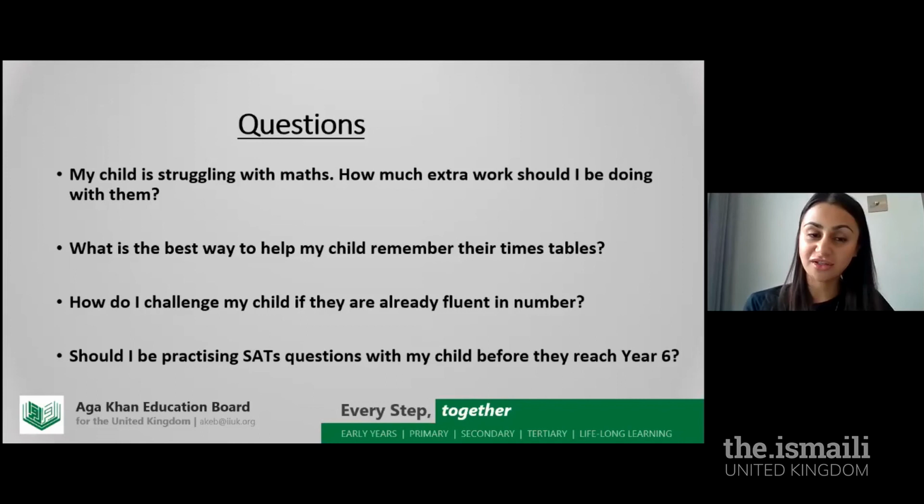You could ask your child to create word problems, which is actually a very hard concept, to be able to create a word problem from a calculation, and that will show you if your child truly understands the calculation 20 plus 5, or whether it's just rote learnt.